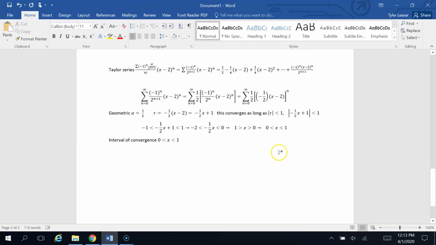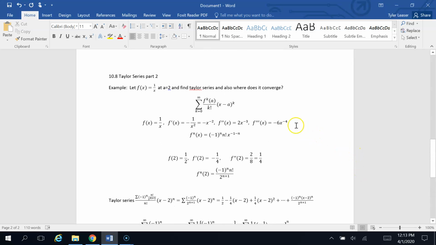You could have done the ratio test to find the interval of convergence. I just thought the geometric series was a little bit easier to solve this one. So just to quickly talk through this one question again, this one took a little bit longer than I wanted it to. I'll make another video with another example.